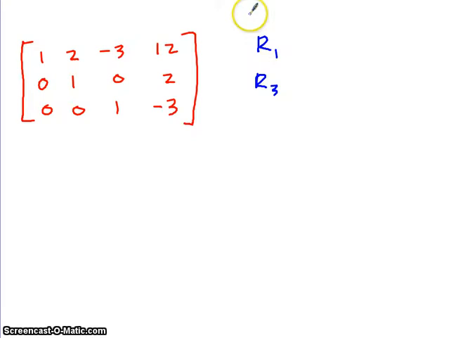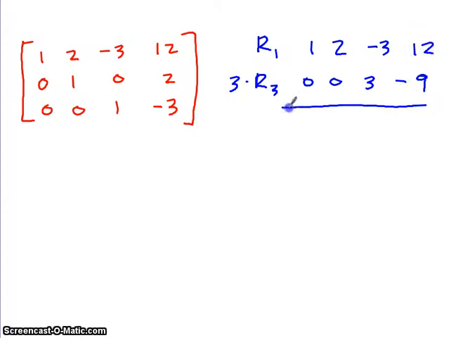Alright, so we're going to multiply row 3 by a 3, and we have 0, 0, 3, and negative 9, and we have a 1, 2, negative 3, 12. We're going to add straight down.